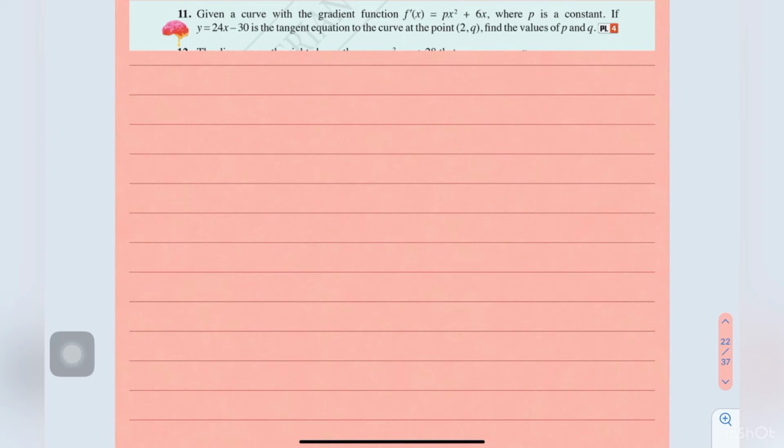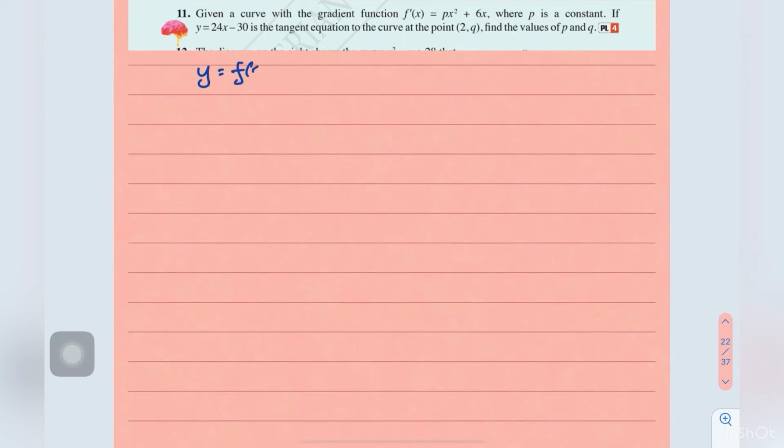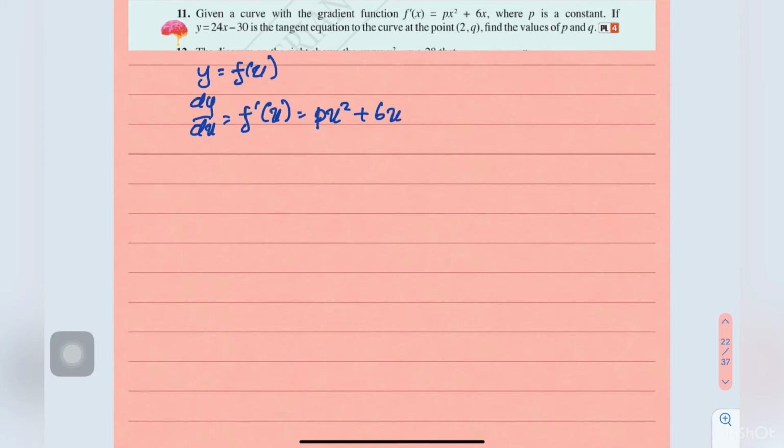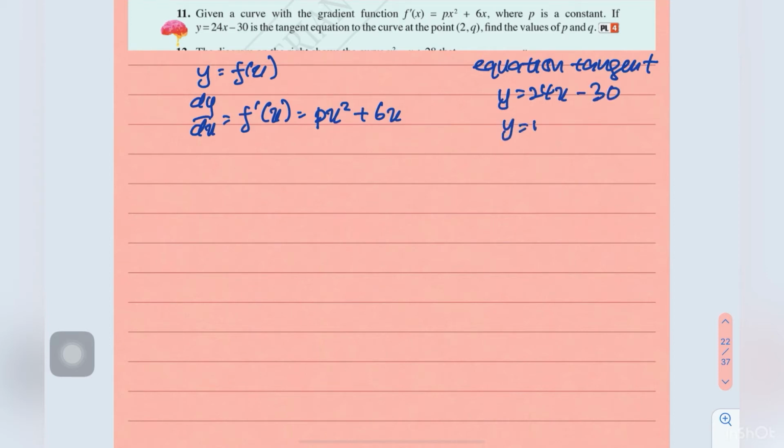Okay, so now let's say y equals f of x. So dy dx equals f prime x. Given f prime x is px squared plus 6x. Now, given the equation of tangent, y equals 24x minus 30, so y equals mx plus c, m is 24. M is the gradient, and gradient is dy dx. So dy dx equals 24.